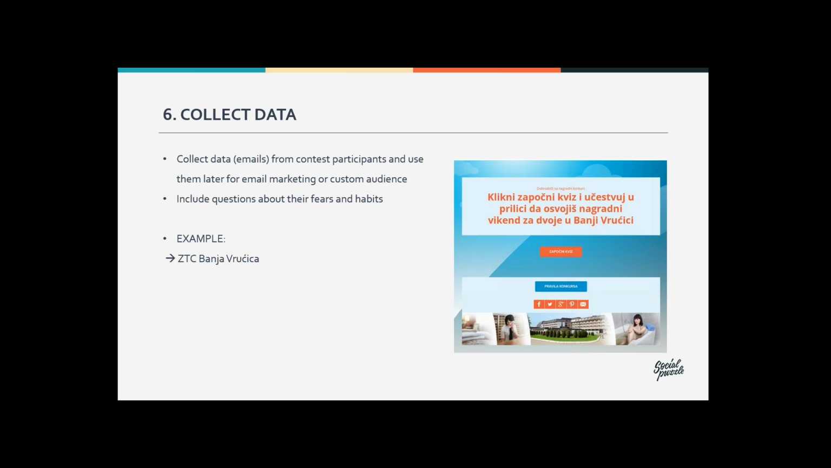The sixth rule is about collecting data. It's nice to entertain your fans, but in order to gain some extra benefit, it's important to collect the data, for example, their email addresses or maybe some phone numbers. This is valuable data for email marketing and advertising. Involve questions about their needs and wishes so you can afterward divide them into a few segments and target them with different and customized content.